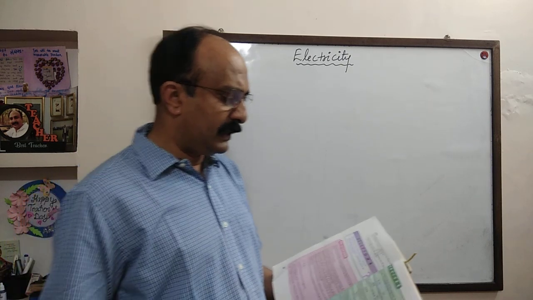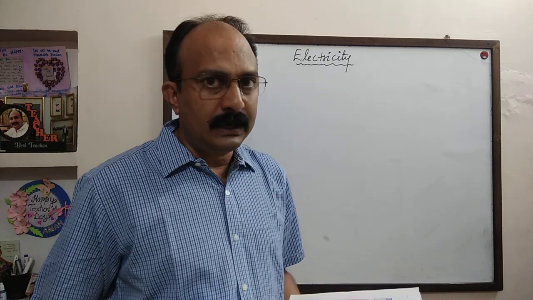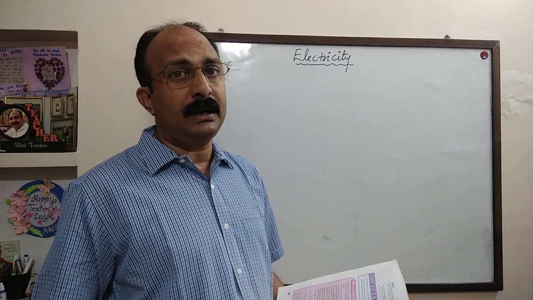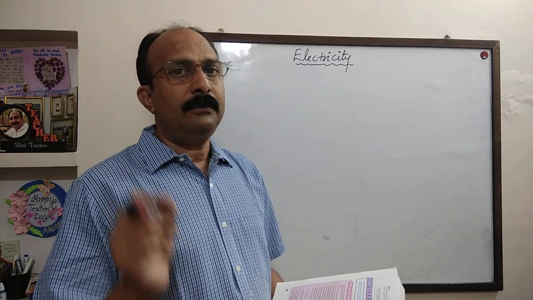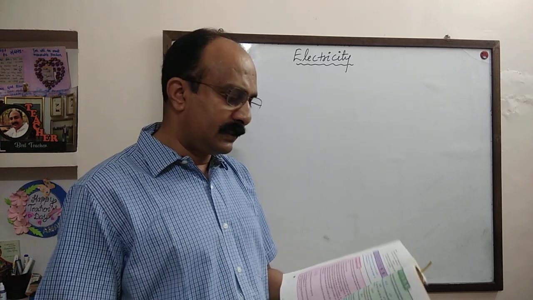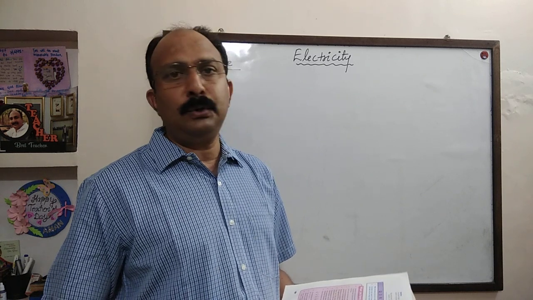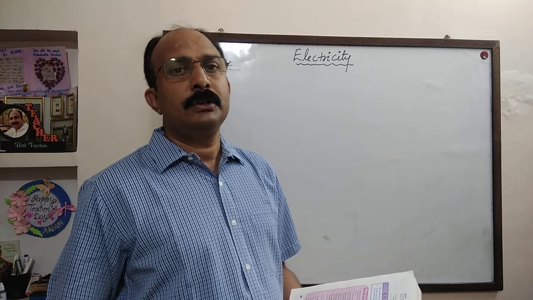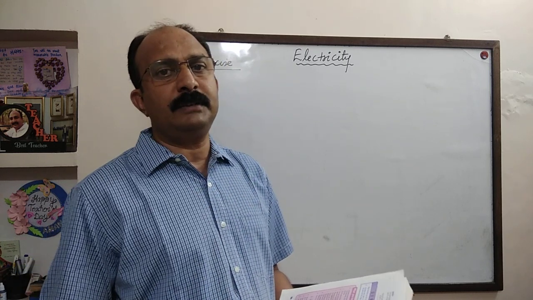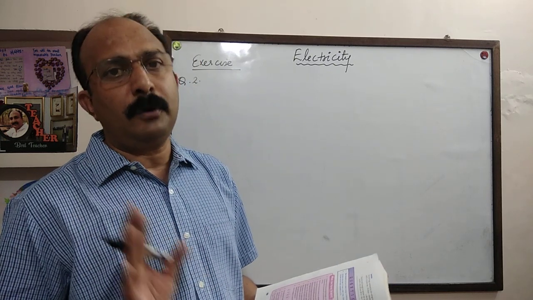P. First one, I square R. Yes, it is true. P is equal to I square R is a formula. From where did you get I square R? From VI. Change V: V is equal to IR. So IR into I equals I square R. B, I R square: there is no such formula for power. So option B, I R square, is the right answer of this question.